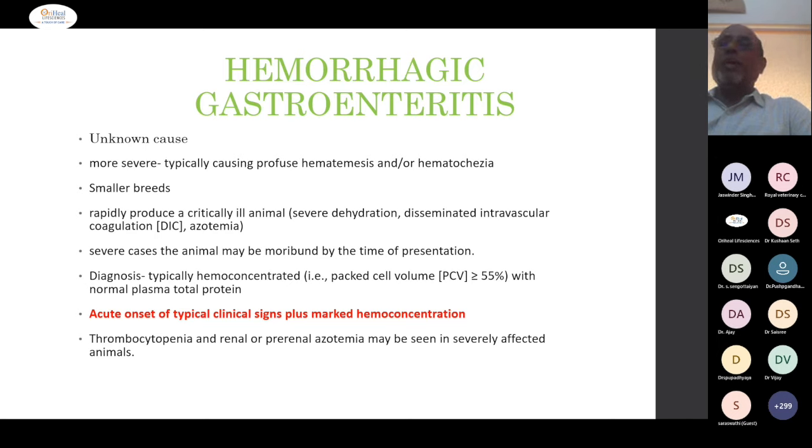So for diagnosis, typically hemoconcentration, a PCV of more than 55% with normal plasma total protein, and the onset and clinical signs are more important in diagnosing this condition. And most of the time there will be azotemia. With acute onset of typical clinical signs plus marked hemoconcentration, you should start treating them with huge amounts of fluids. Thrombocytopenia and renal or prerenal azotemia may be seen in severely affected animals.